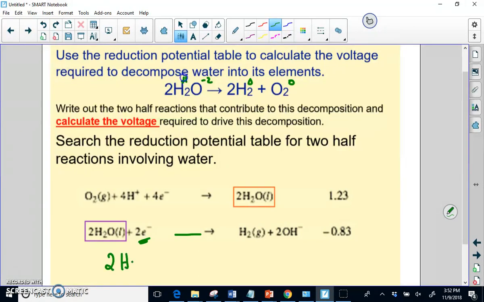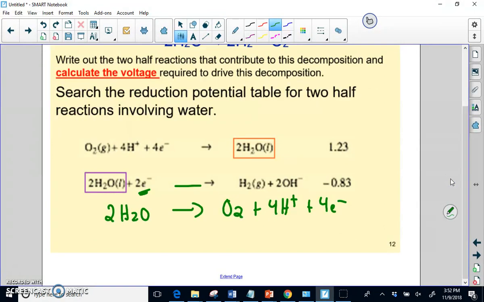I'm going to rewrite it flipped. So we're going to have 2H2O on this side, and this side produces oxygen gas plus 4 hydrogens plus 4 electrons. Because I flipped that reaction, I need to change the sign, so I need to make this sign negative. Now just to show you that this works, I'm going to add these two half reactions. Remember, to add the half reactions, I have to balance the electrons. So I have to multiply this side by 2. So this becomes 4, this becomes 4, this becomes 2, and this becomes 4.